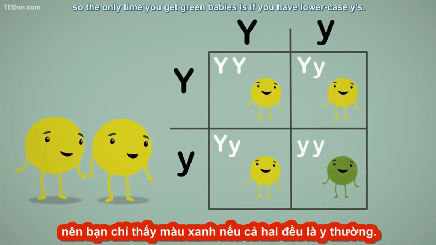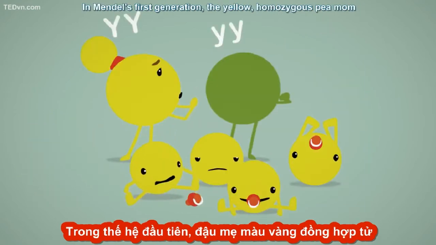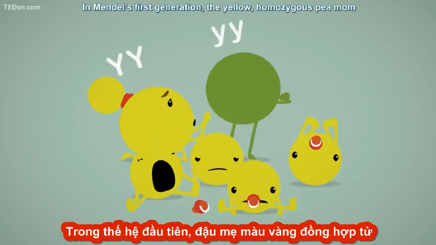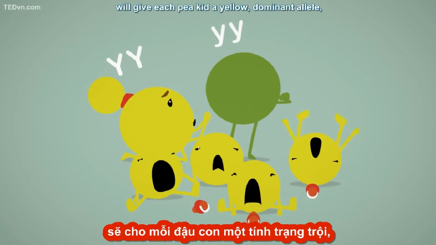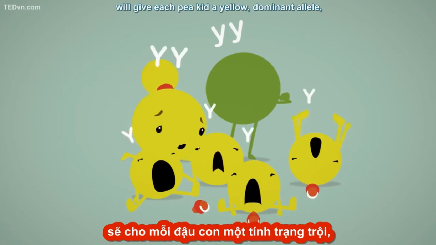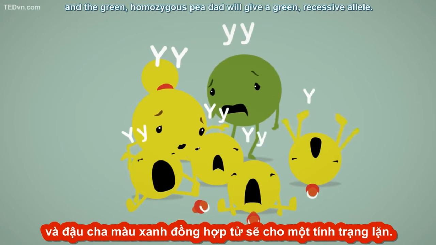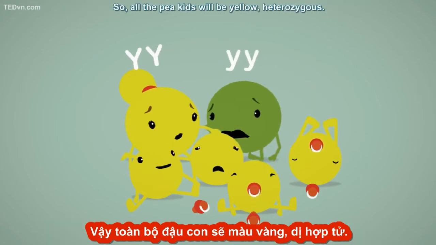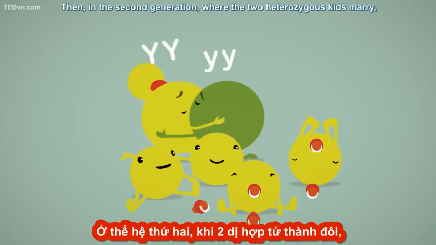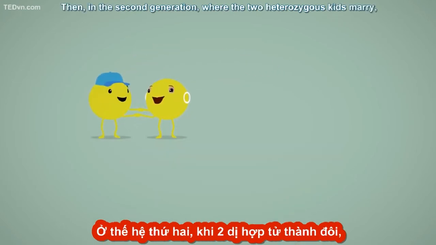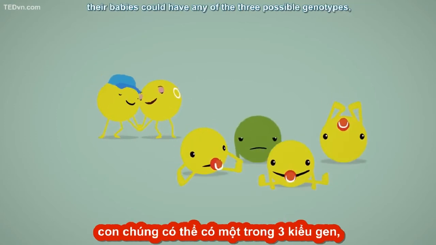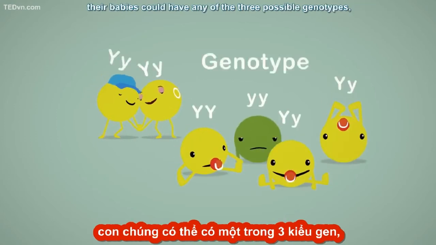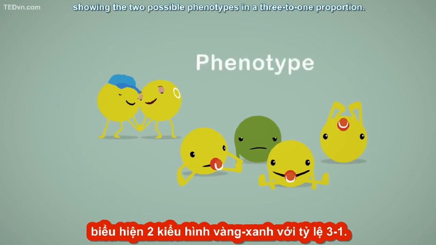In Mendel's first generation, the yellow homozygous pea mom will give each pea kid a yellow dominant allele, and the green homozygous pea dad will give a green recessive allele. So all the pea kids will be yellow heterozygous. Then, in the second generation, where the two heterozygous kids marry, their babies could have any of the three possible genotypes, showing the two possible phenotypes in a 3-to-1 proportion.